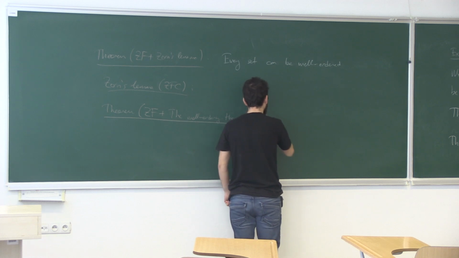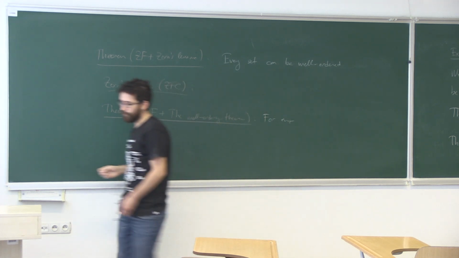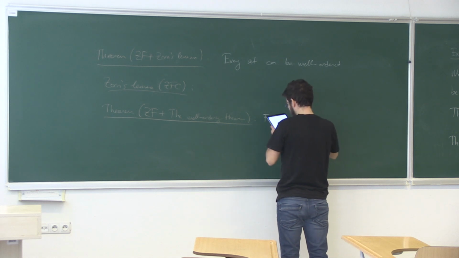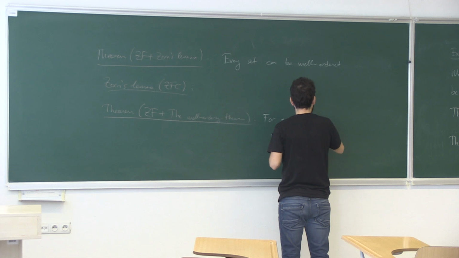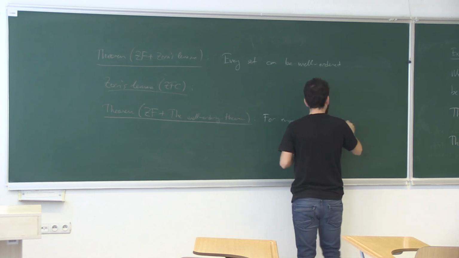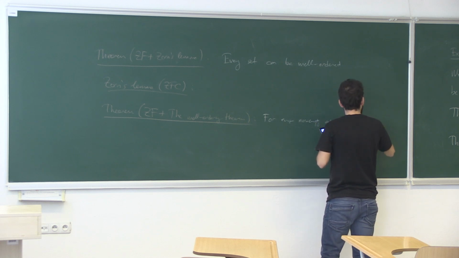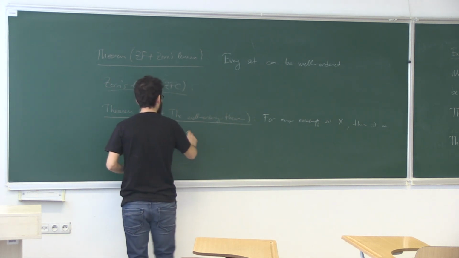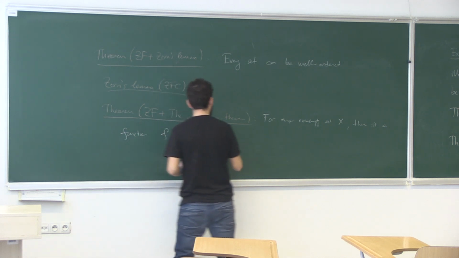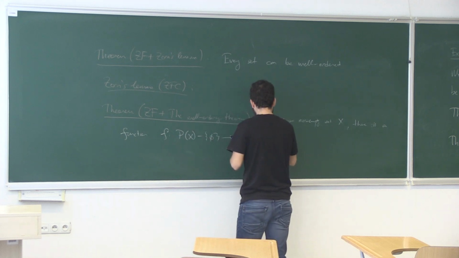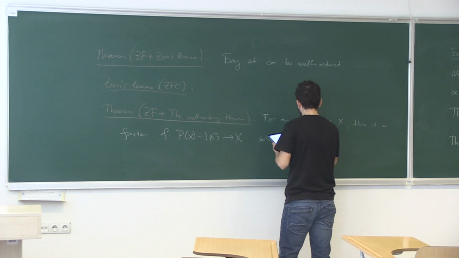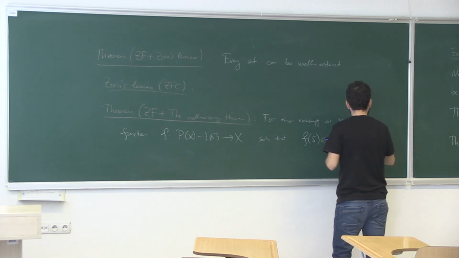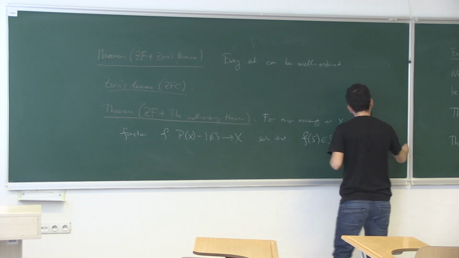I'm going to prove that for every non-empty set X, there is a function f from the power set of X minus the singleton containing the empty set to X, such that f of S is an element of S for all non-empty subsets.